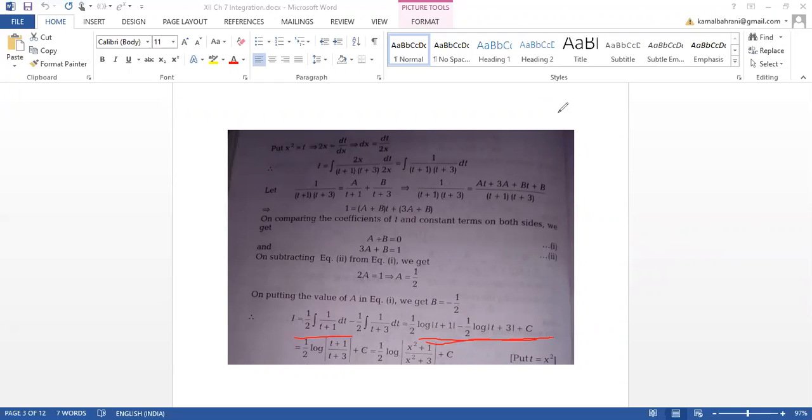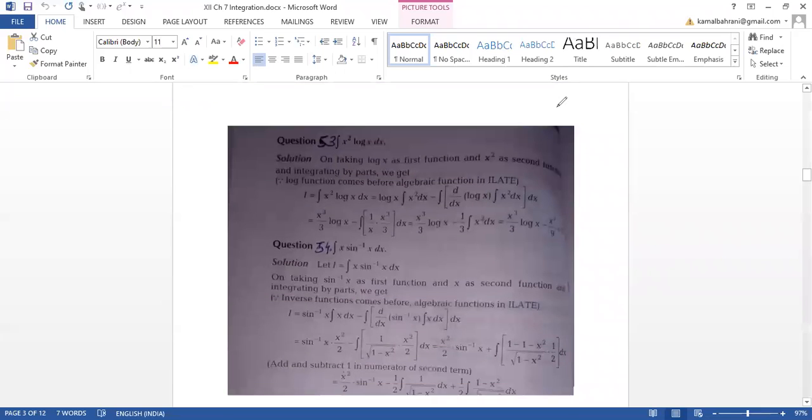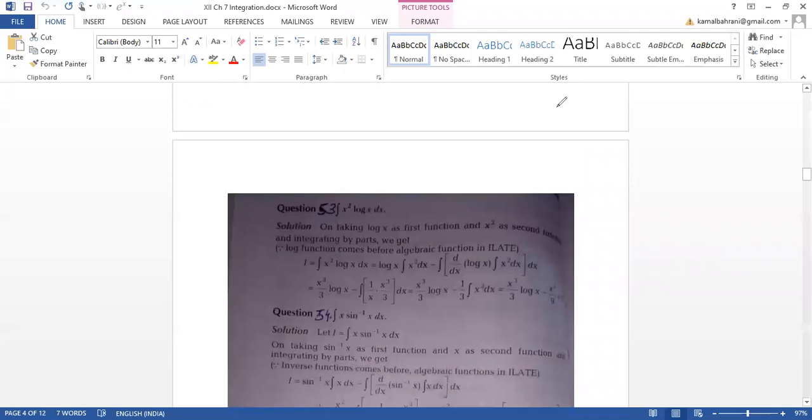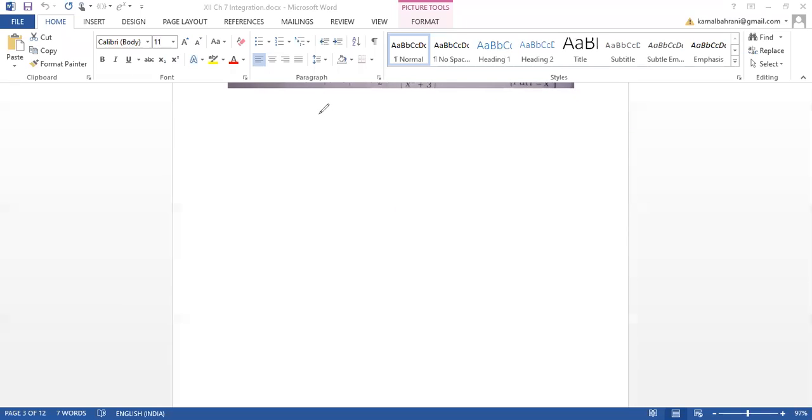Next, come to the next question. Your next question is what? Question number 53, x square log x. Now, before doing this question, you should know, this is your next exercise, exercise 7.6. I think so we have time. We are having 10 minutes. Okay, we can do it now. Now, the next exercise 7.6 is based on integration by parts.